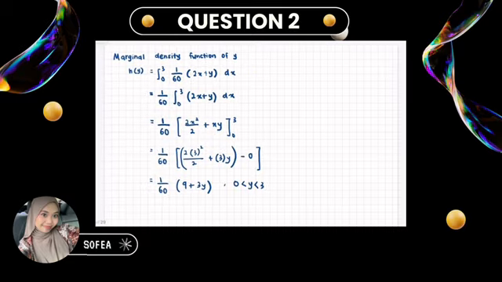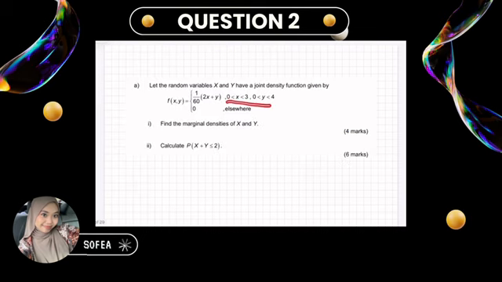Next is the marginal density function of Y. So we use h(y) and also dx, and then this is the limit. By the way, the limit is given in the question right here. This one also is the limit given from here.